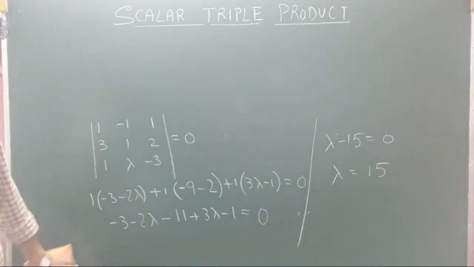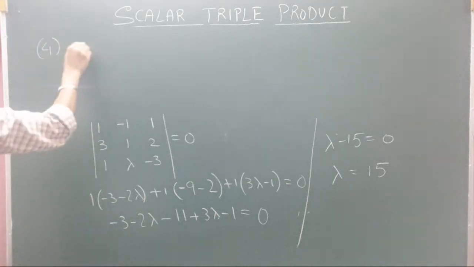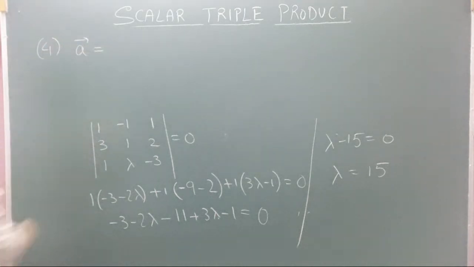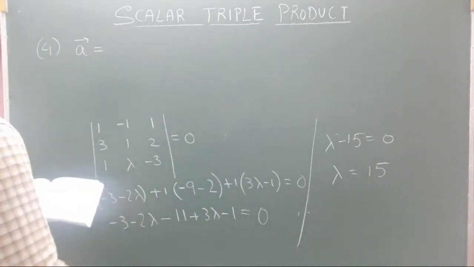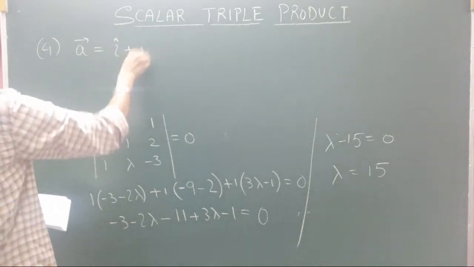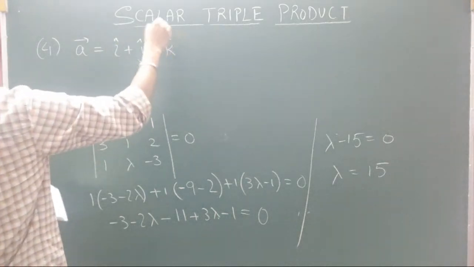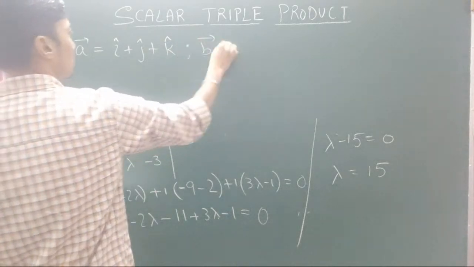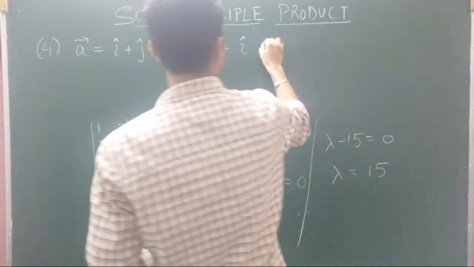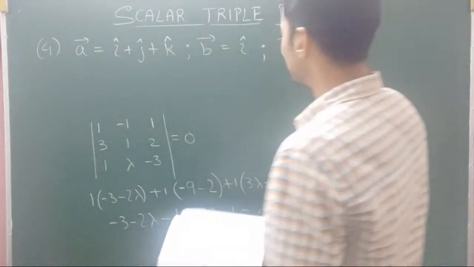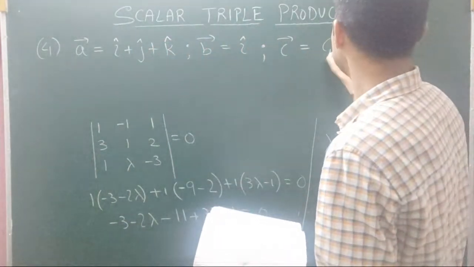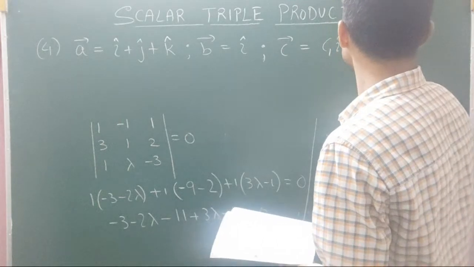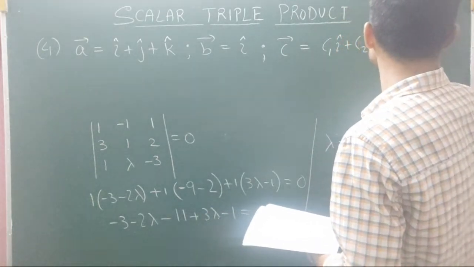Okay? Question number 4. You can write it down as I prepare question 4 for us. I'm not going to write down the question, I'm just going to write down what vectors are given to us. So the vectors A, B, and C are given, with C being C1 i, C2 j, C3 k.